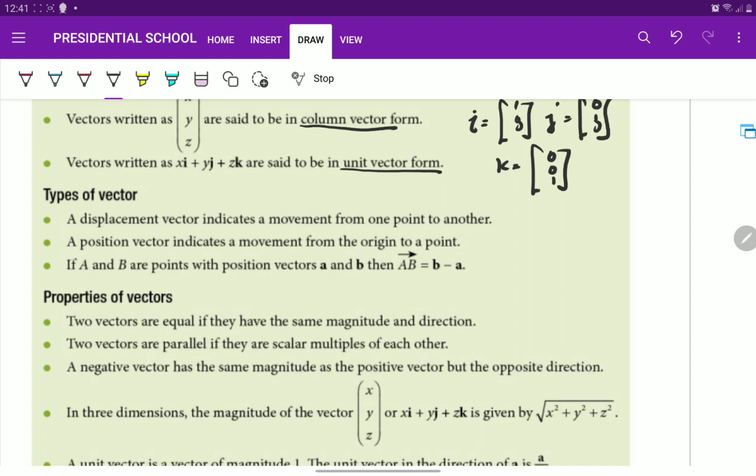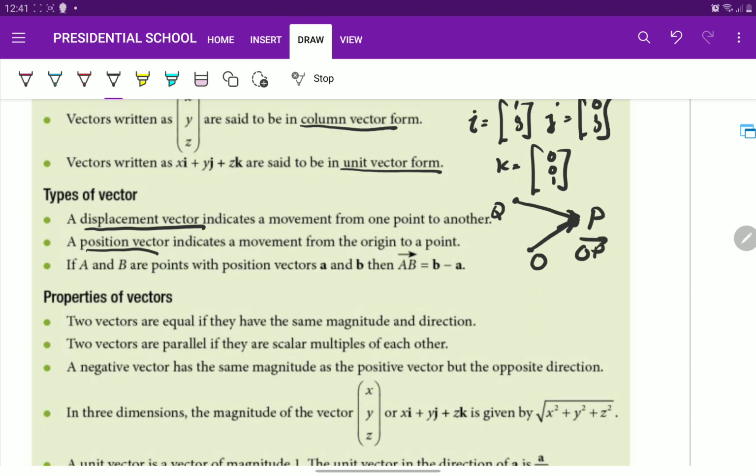What are the types of vector? The position vector is the vector that comes from the origin. So let's say this is the point P, and let's say that that is the origin. So that now is the vector OP. Now, what is the displacement vector? It indicates the movement from one point to another. So let's say that this is my point Q. So this one here is the displacement vector.